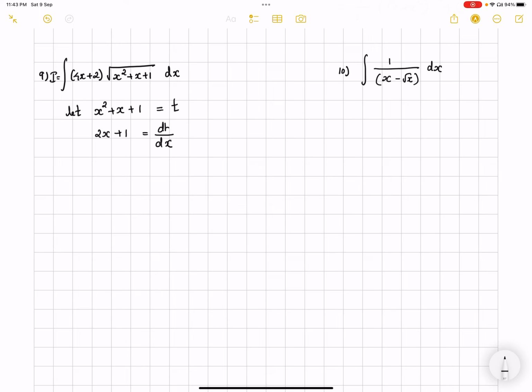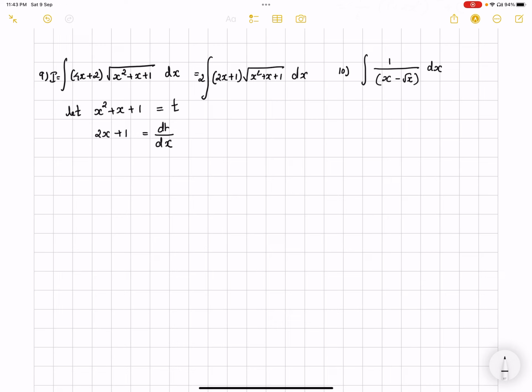So now let me rewrite this for you. This is nothing but 2 times, so let me take 2 common, 2x plus 1 into root of x squared plus x plus 1 dx.